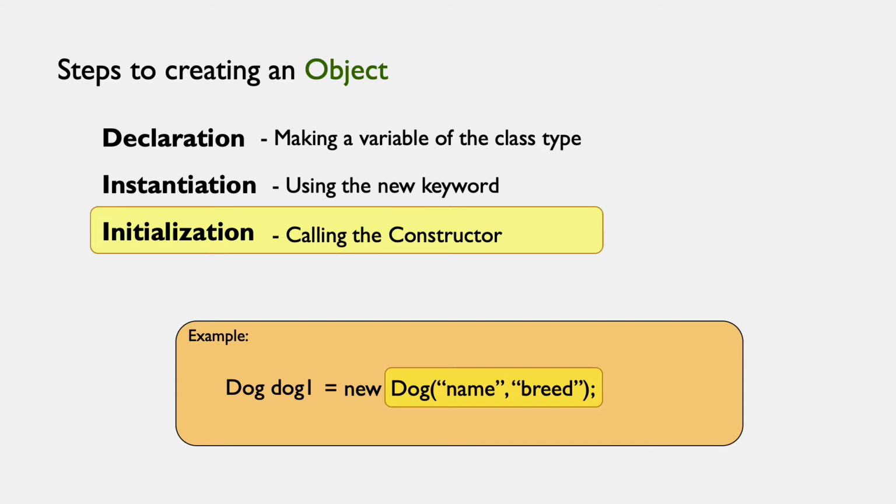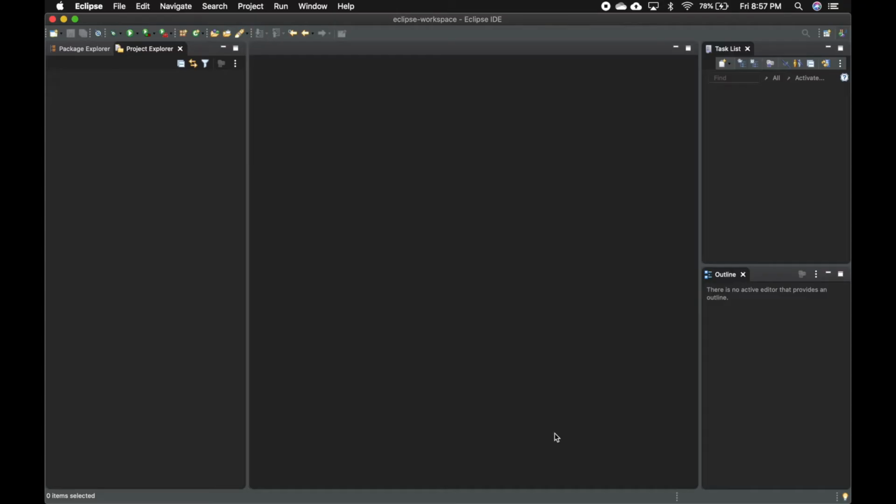And those are the parameters of our constructor. So now we'll move on next to our coding example, and we'll see you over there. You're now over here in Eclipse to do this coding example.